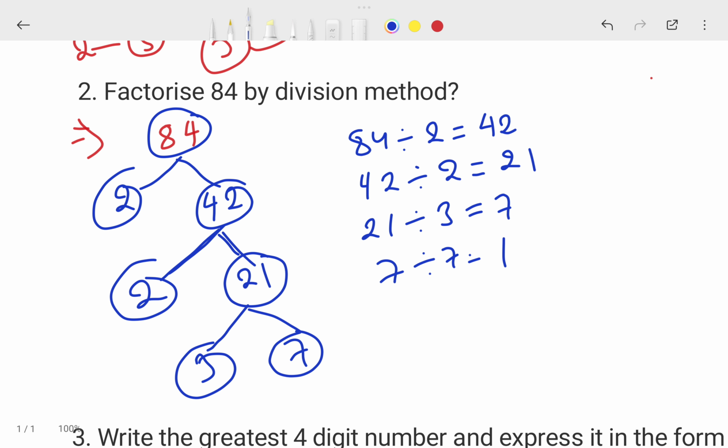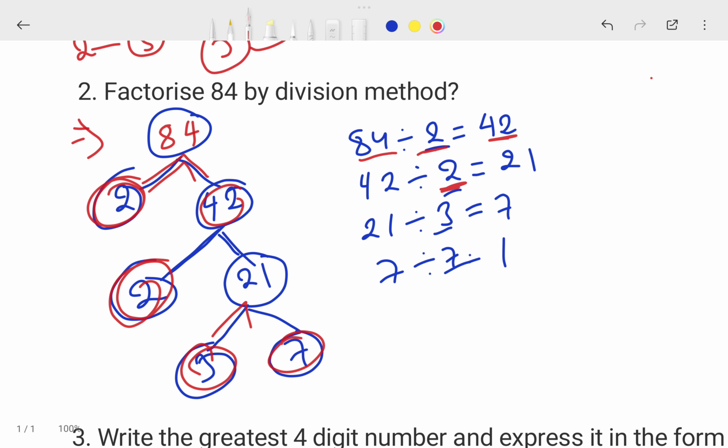So now what can you write? This 84, you can write these numbers: 2, 2, 3 and 7, because only these are divisible. How is this 42 separated by the 2 table only, how is this separated by the 3 table and the 7 table, right? So when you divide 84 by 2, that's going to be 42. When you divide 42, it's going to be 2 only. 21 is divisible by 3 only, 7 only.